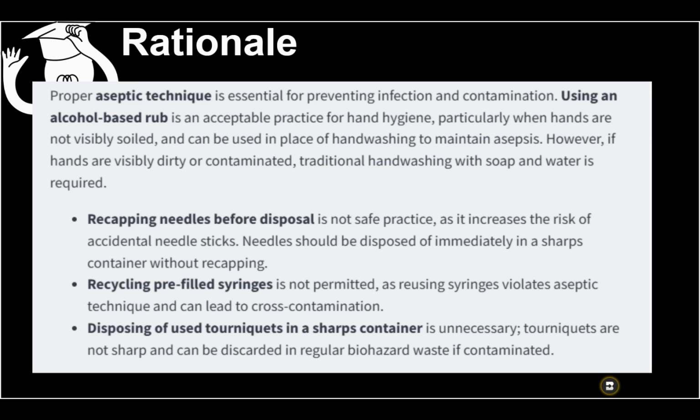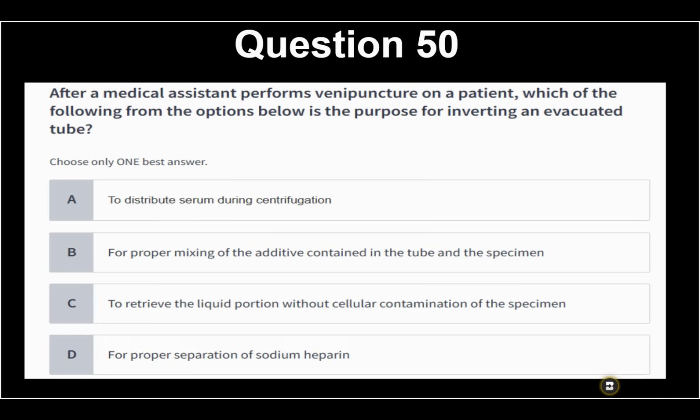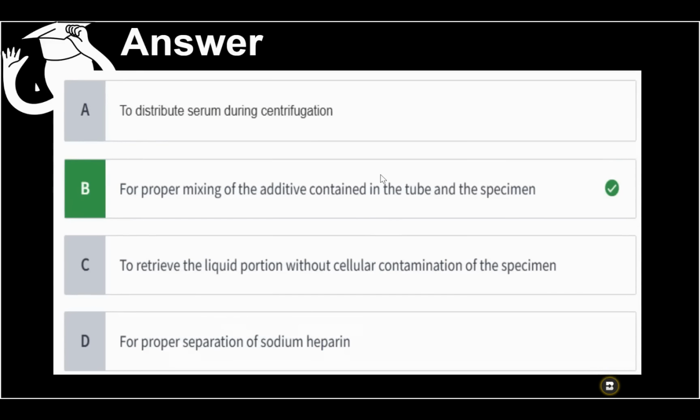Question 50. After a medical assistant performs venipuncture on a patient, which of the following from the options below is the purpose for inverting evacuated tubes? A, to distribute serum during centrifugation, B, for proper mixing of the additive contained in the tube and specimen, C, to retrieve the liquid portion without cellular contamination of the specimen, or D, for proper separation of sodium heparin? The answer is going to be B, for proper mixing of the additive contained in the tube and the specimen.